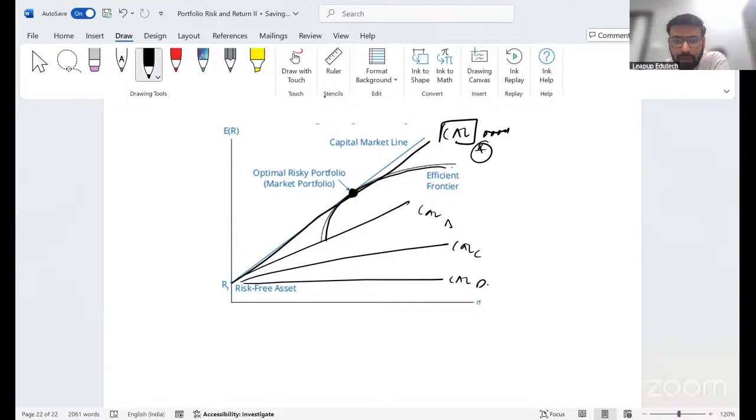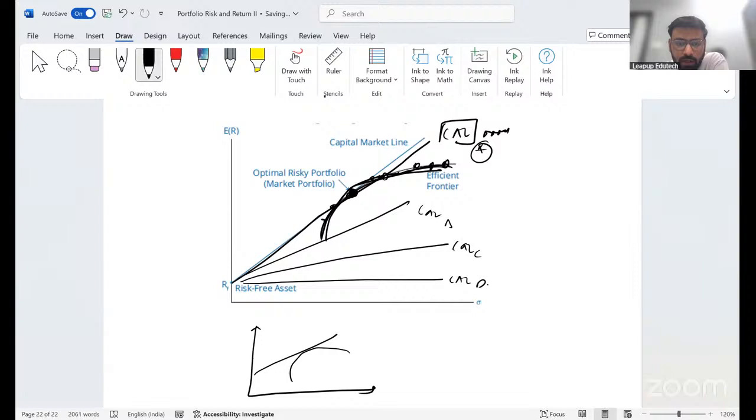So on the efficient frontier, there are multiple portfolios. This is a portfolio, this is a portfolio, this is a portfolio. Which portfolio to choose? Sir, this one, the one that is tangent to our CAL.